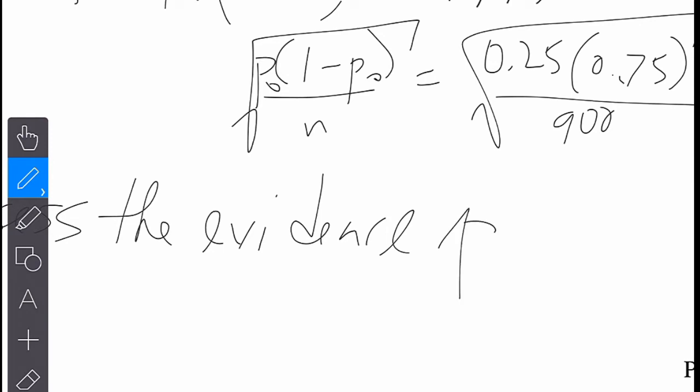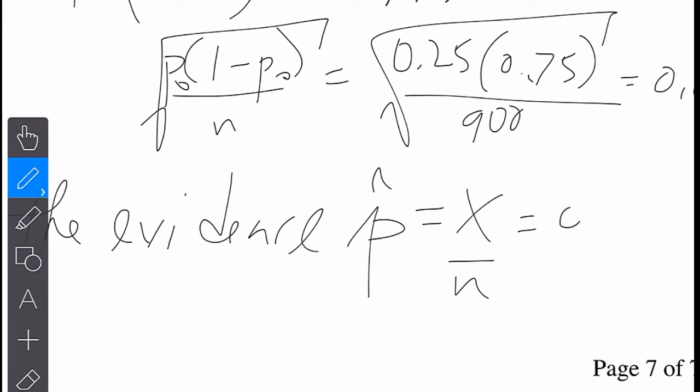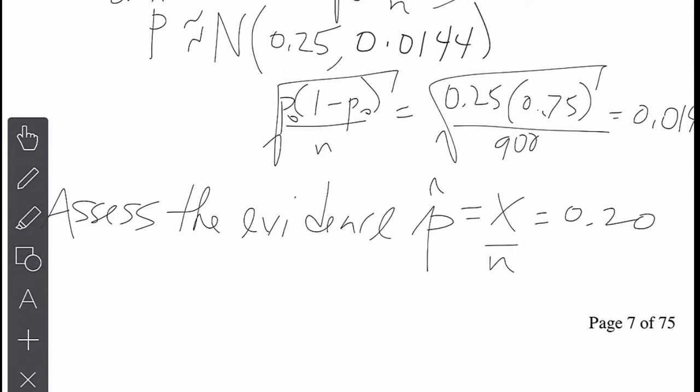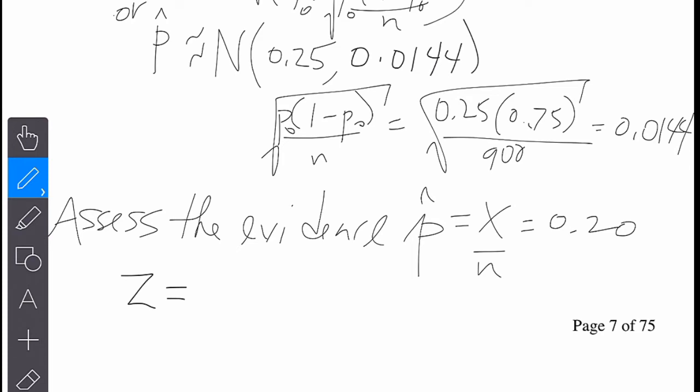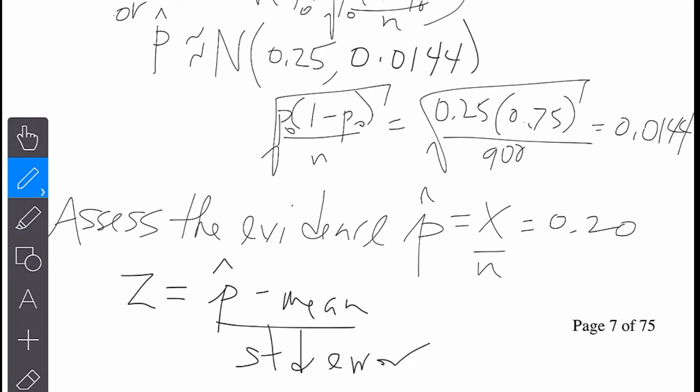P hat was equal to x over n, which was 20%. We calculated that above. So we're going to assess this. We're going to determine how many standard deviations that is away from what we expected. So we need to compute the z. Z is your p hat minus your mean, divided by your standard error or standard deviation. We know those; we just computed them.